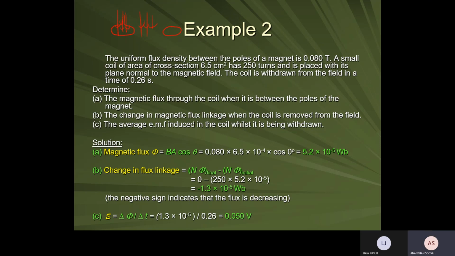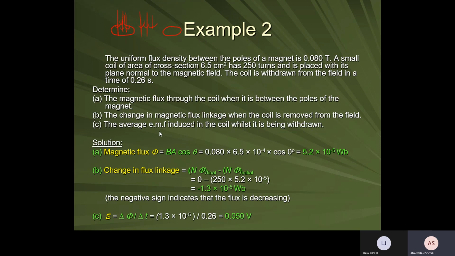In the Cambridge mark scheme, for change in flux they always go for positive. They like the modulus of change in flux. If you put negative, it also doesn't matter. Final minus initial.